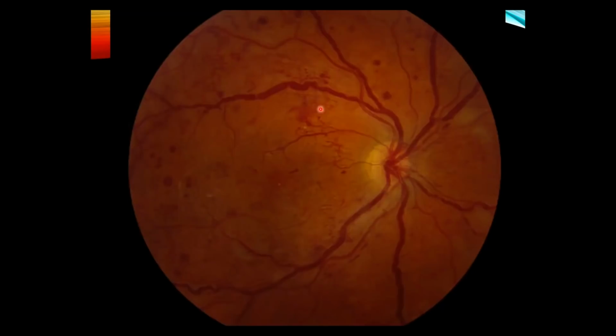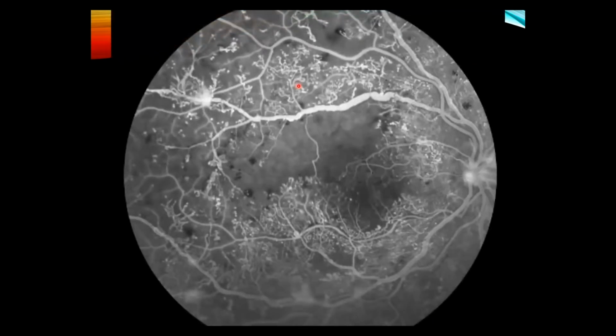Here you can begin to see these bulges in the veins that we call venous beading, indicating that there's areas of non-perfusion, there's areas of capillary loss all in through here. We see much more extensive bleeding and hemorrhages, and we start to see these little lacy structures that are flat, which represent intraretinal microvascular abnormalities.